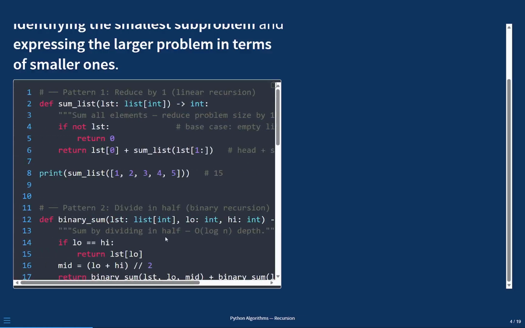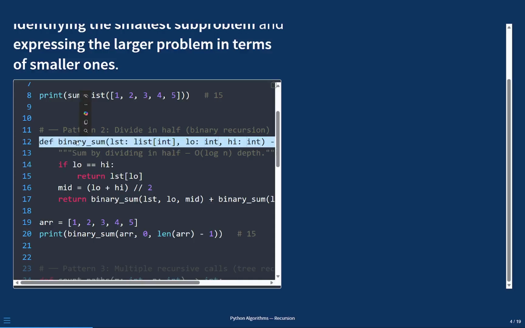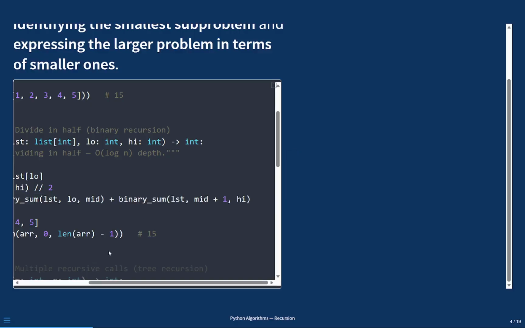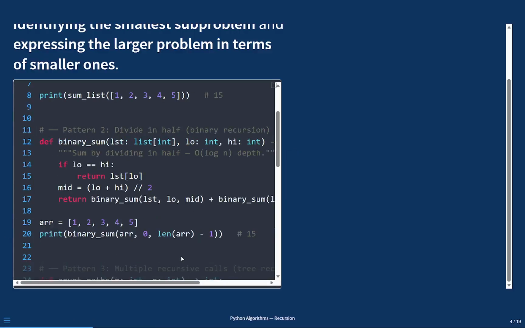Pattern 2 is binary recursion, halving the problem each call. binary_sum splits the list at the midpoint, sums each half recursively, and adds the results. Depth drops to O(log n). This is the foundation of divide and conquer.